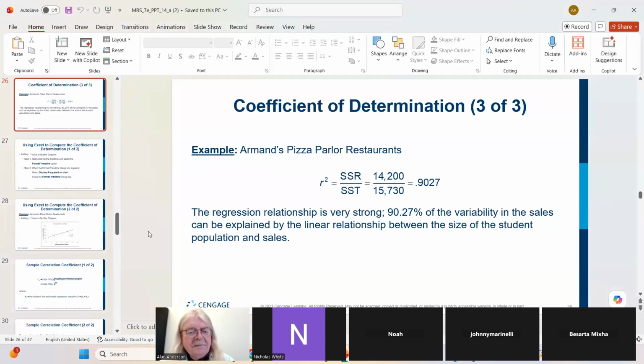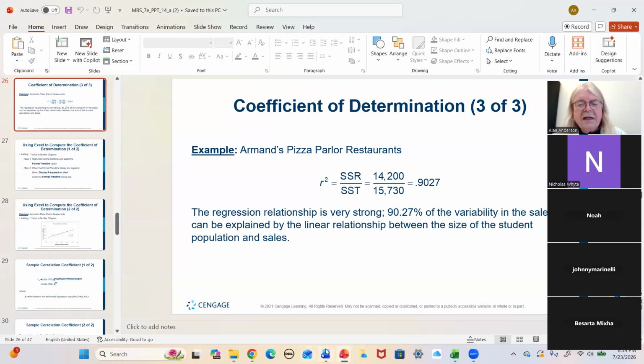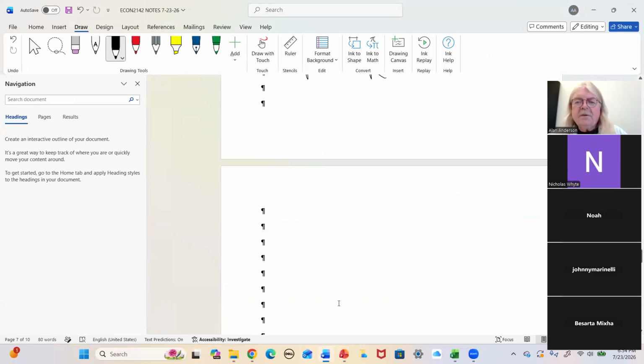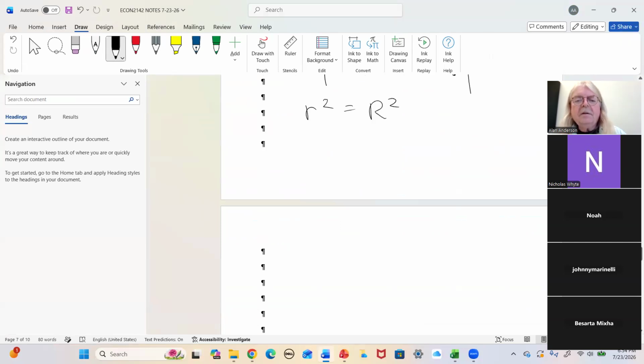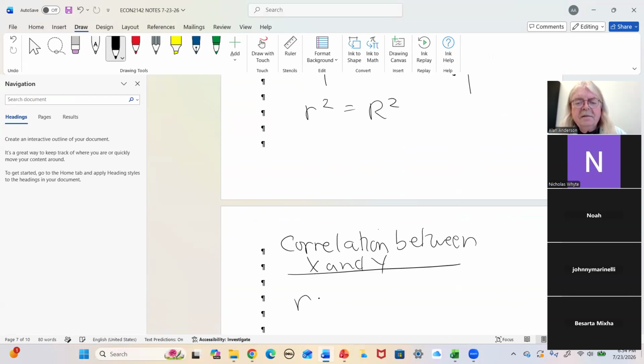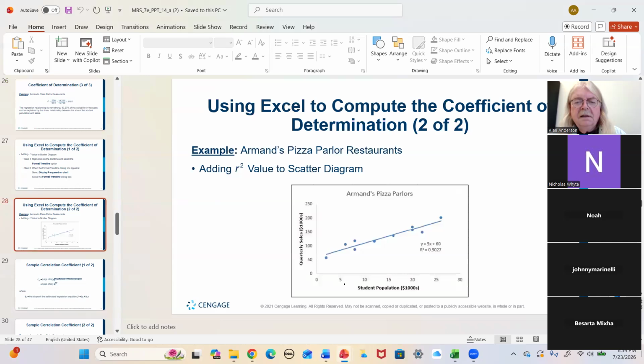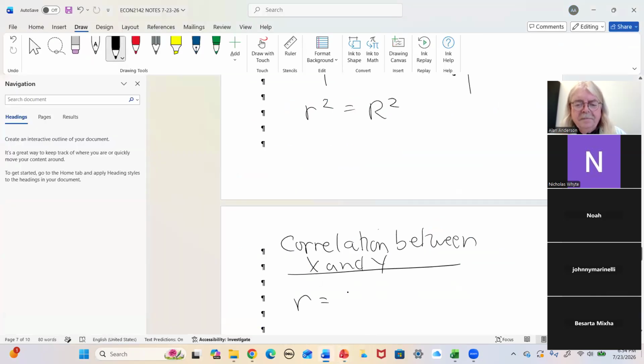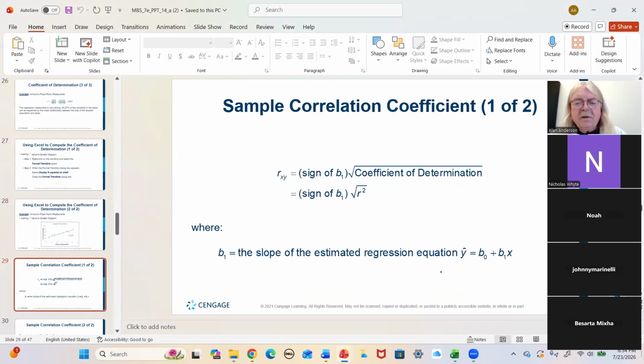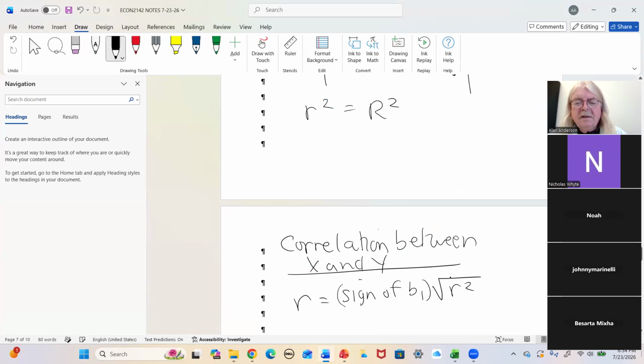Now, here's an interesting twist. This coefficient of determination is actually related to the correlation coefficient between X and Y. How? All right, here's how this works. The correlation between X and Y is found by doing this. You're going to take the sign of the slope, apply that by the square root of R squared.